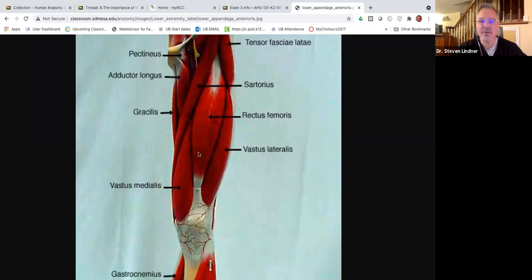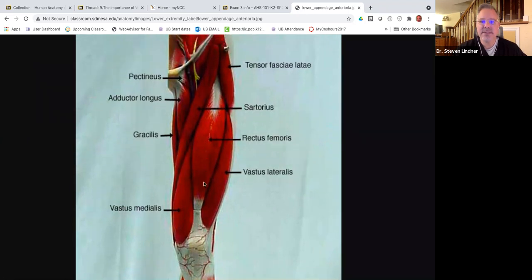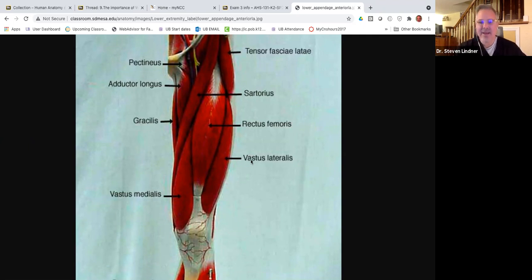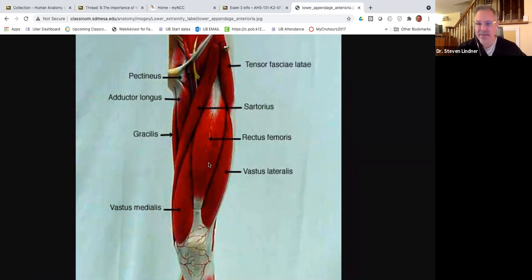1, 2, 3. The one that's mostly centered is the rectus femoris. The one that's on the lateral thigh is called vastus lateralis. And the one that's on the medial thigh is called the vastus medialis. So lateral, vastus lateralis, medial, vastus medialis. Vastus just means immense, and these muscles are pretty large and immense.